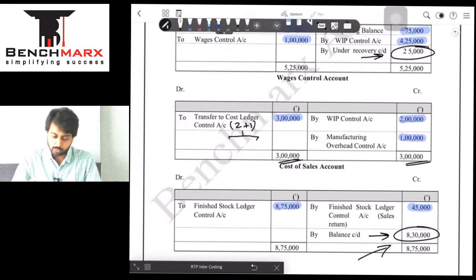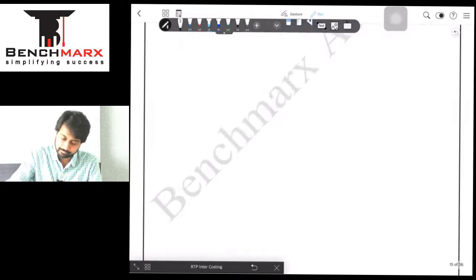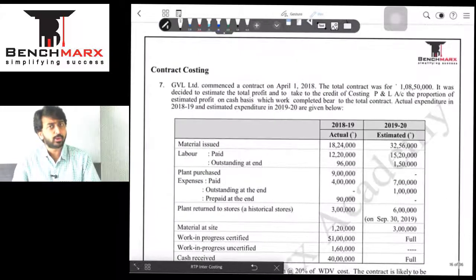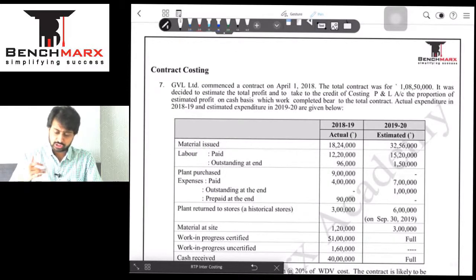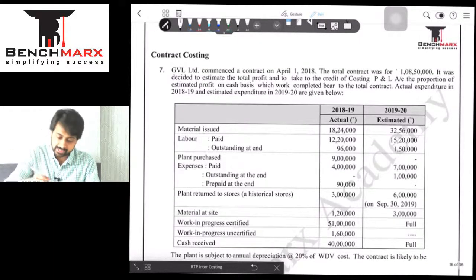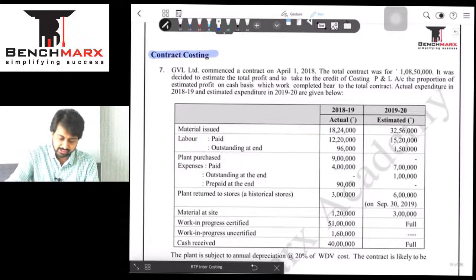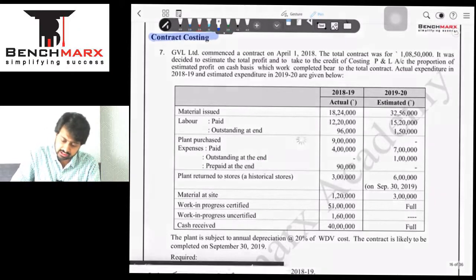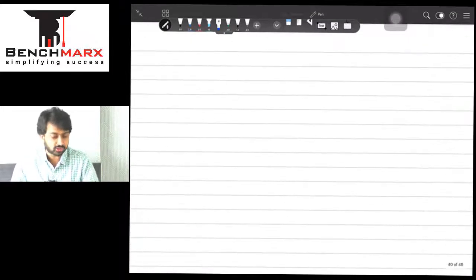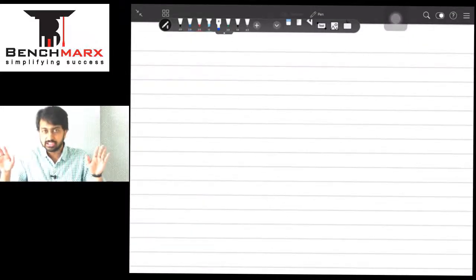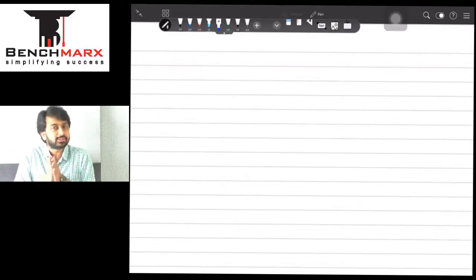So which means that we will go to the next sum. Okay, so one more question gone, so which means we should start the next question. The next question I can see is based on the chapter of contract costing. Now this chapter is very simple, especially in the new syllabus, because we are not splitting the profits into costing P&L content and provision for contingency content. Okay, so let's quickly revise contract costing.